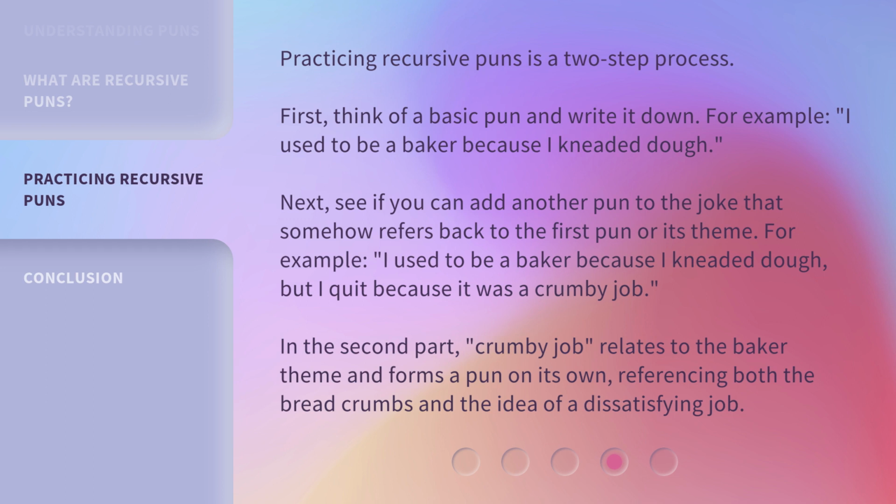Next, see if you can add another pun to the joke that somehow refers back to the first pun or its theme. For example, "I used to be a baker because I needed dough, but I quit because it was a crummy job." In the second part, "crummy job" relates to the baker theme and forms a pun on its own, referencing both the breadcrumbs and the idea of a dissatisfying job.